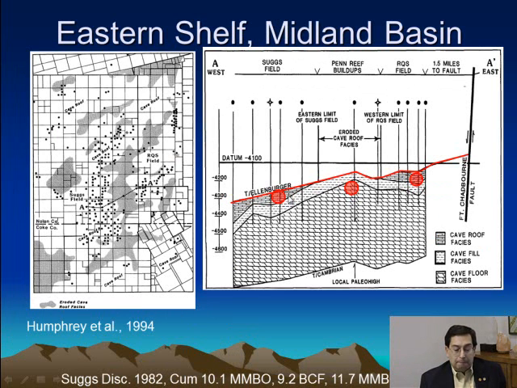One of the interesting fields and trends on the eastern shelf of the Midland Basin occurs because the unconformity, again shown in red here, produces karst within the Ellenberger and caves that collapse and fill with shale, and this would be the cave floor. What's interesting is the cave-filled shale actually acts as a stratigraphic seal. So Suggs Field on the eastern shelf of the Midland Basin is basically an interesting stratigraphic trap produced from the karst fabric.